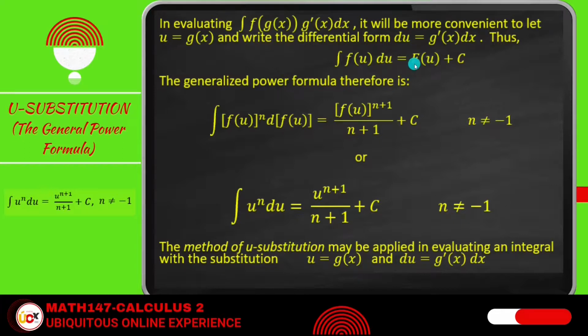From this equation, we can generalize the power formula as follows. We have the integral of quantity f of u, raised to the n power, times the differential of the function f of u. This is equal to f of u, quantity raised to the n plus 1 over n plus 1 plus the constant c, provided that n is not equal to negative 1. Or, if we let f of u as u, you have u to the n, and the differential of f of u as du. So we have u to the n plus 1 over n plus 1 plus the constant c, provided that n is not equal to negative 1. The method of u-substitution may be applied in evaluating an integral with the substitution u equals g of x and du equals g prime of x dx.